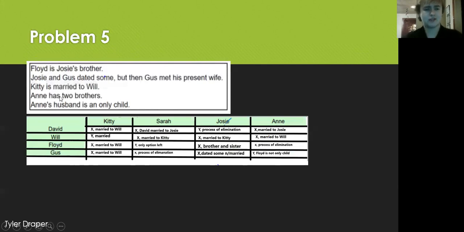Okay, so Anne has 2 brothers. Now, that is a good key. We'll come back to that. Anne's husband is an only child. Okay, so Anne's husband is an only child. Well, Floyd is Josie's brother. So we know Floyd is not an only child, correct? If Floyd and Josie are related, they're not only children.